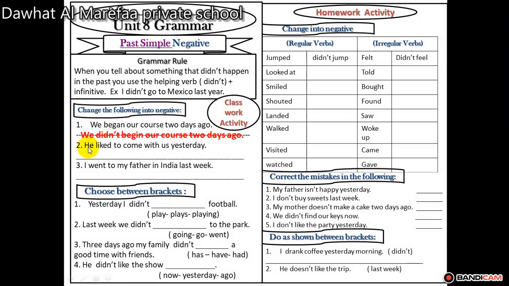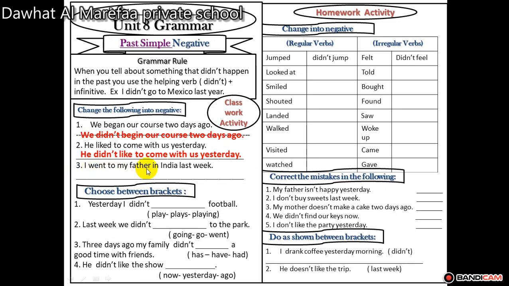Number two. He liked to come with us yesterday. So let's answer this. Very good, my student. So we will put here, between the subject and the verb, didn't. So it will be he didn't. And what will happen to the verb liked? It will change to the main verb, so it will be like. So he didn't like to come with us. As I told you, he didn't like to come with us yesterday. Very good.